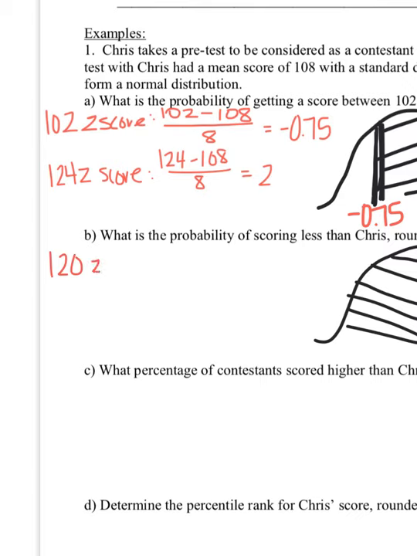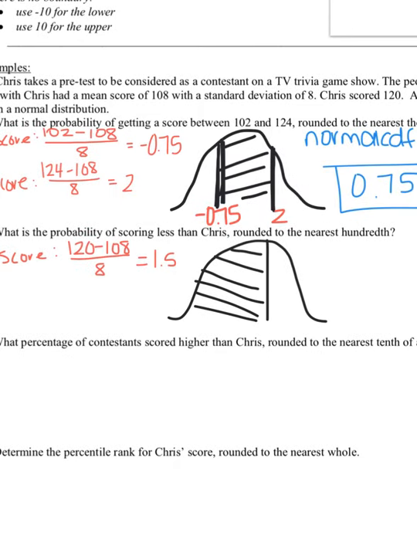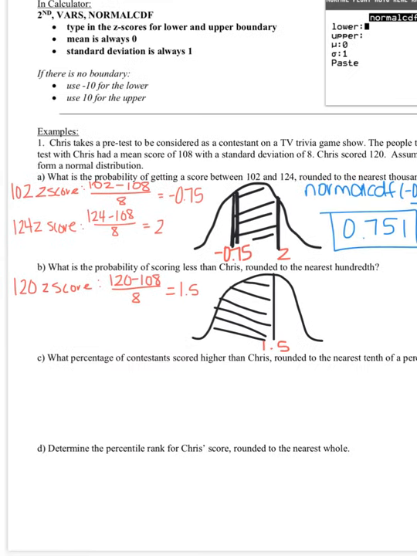So the 120 z-score, you would do 120 minus the mean divided by the standard deviation, and his z-score is 1.5. So he's 1.5 standard deviations away from the mean. Now the problem with this is that this is on the right side of that shade, right? You don't have anything on the left. So that means that you're missing the lower boundary. This is going to be negative 10.